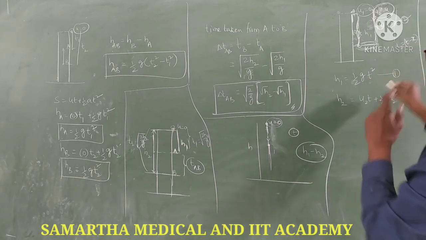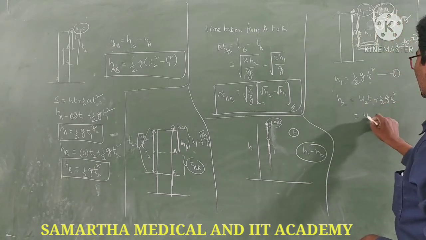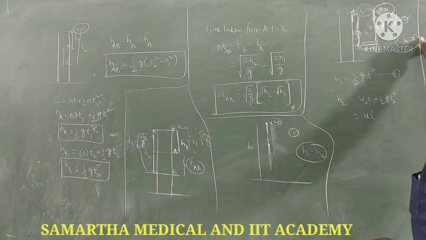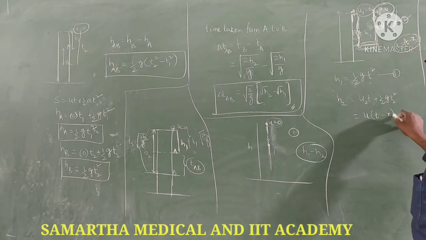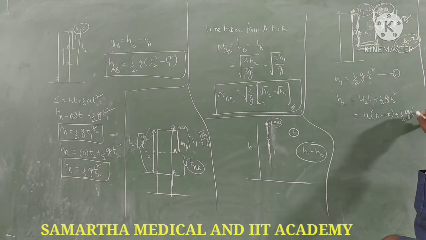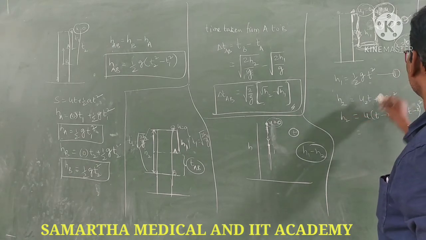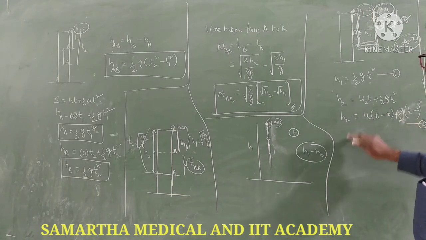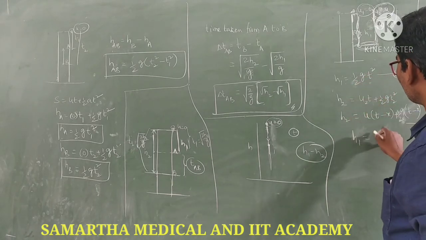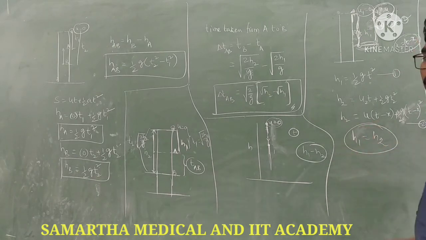So, what is u2? u. What is t2 for the second case? t minus x. So h2 is u into t minus x plus half g into t minus x whole square. Correct? And h1 is half g into t square. Right. So this is h. If both of them are meeting, what is the condition? h1 should be equal to h2. Then only they will meet.